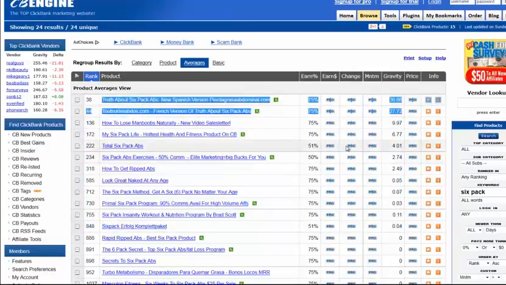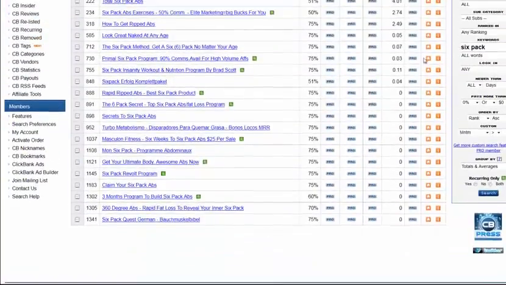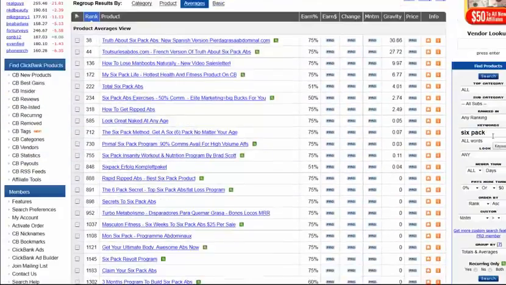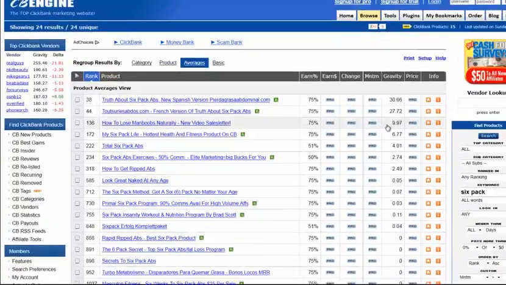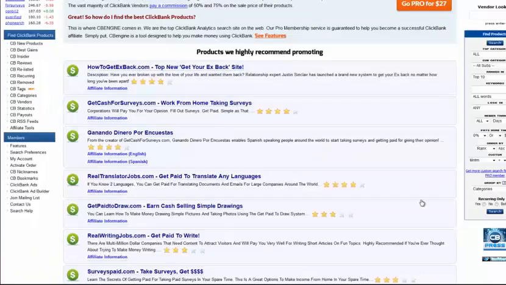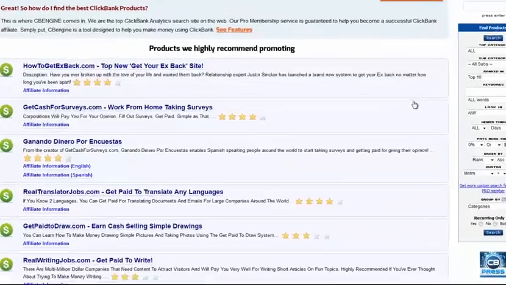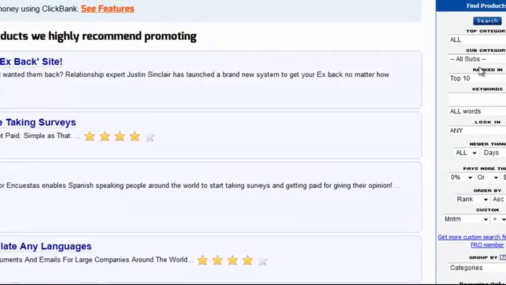Anyway, that's just how you would find products if you already had something in mind. Now if you don't have something in mind, which is probably most of you, we're just going to go back to cbengine.com. And once here, all we're going to do is go over on the right hand side. And like I said, this is the best way I recommend starting off.